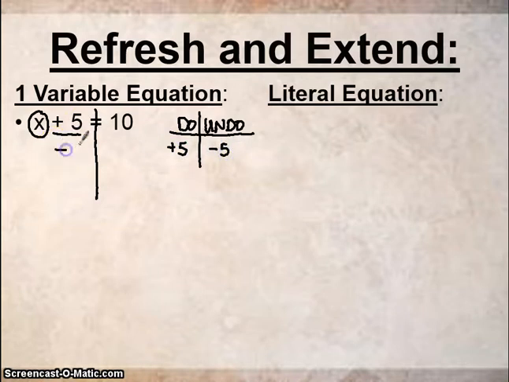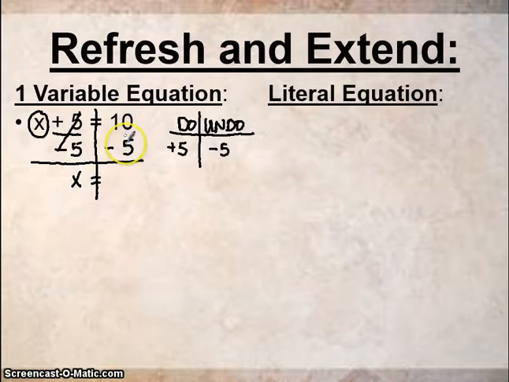So if we were solving this one variable equation, we would subtract 5 from each side. Positive 5 minus 5 makes 0, so we cross that out. We get x plus 0, which is just x. And since these are both constants, we can combine them to say 10 minus 5 is 5. And that means that the value of the variable is 5.